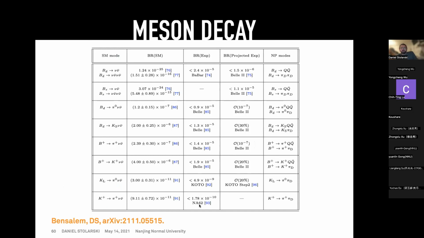The experimental constraints are strong-ish, but the upcoming experiments, and in particular Belle II and KOTO II, are going to put much stronger constraints on these decays, and the new physics can generate these kinds of decays. So you can have, for example, B sub D decaying to QQ bar to these emerging jets, or to invisible, or semi-invisible, like this one. So B sub D to pi 0 plus invisible, and similarly K long to invisible, et cetera, et cetera.